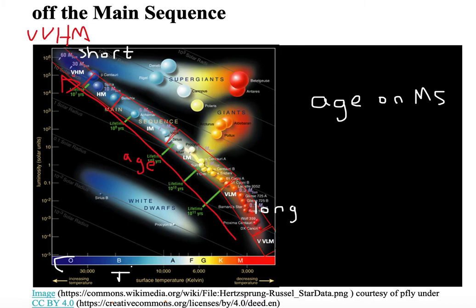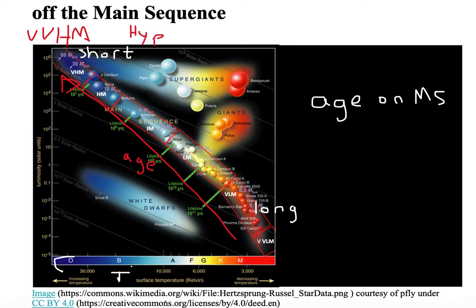Whereas on the upper left, your very, very high mass and your very high mass have very short lifetimes. Many of them have already evolved off the main sequence, and they turn into these supergiants and the hypergiants. The very, very high mass stars turn into the hypergiants, whereas the very high mass stars evolve into the supergiants.